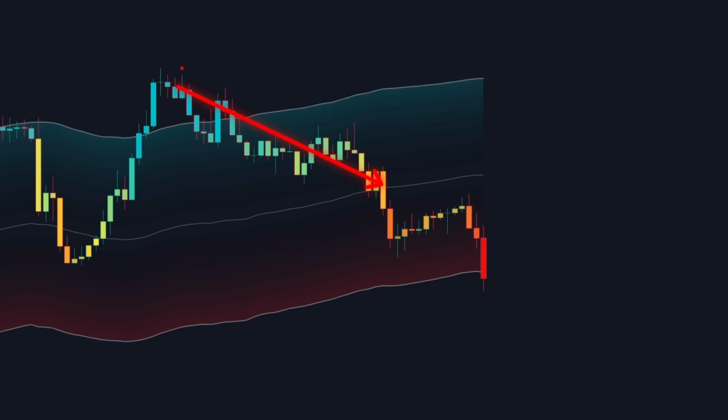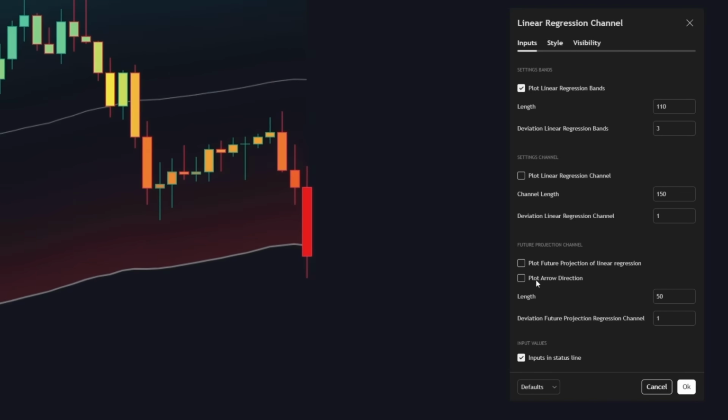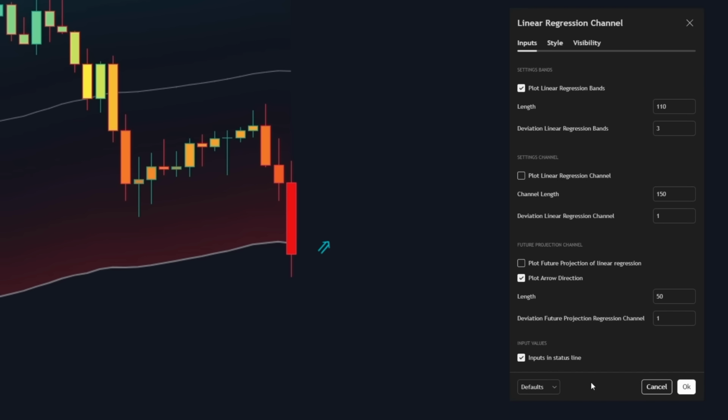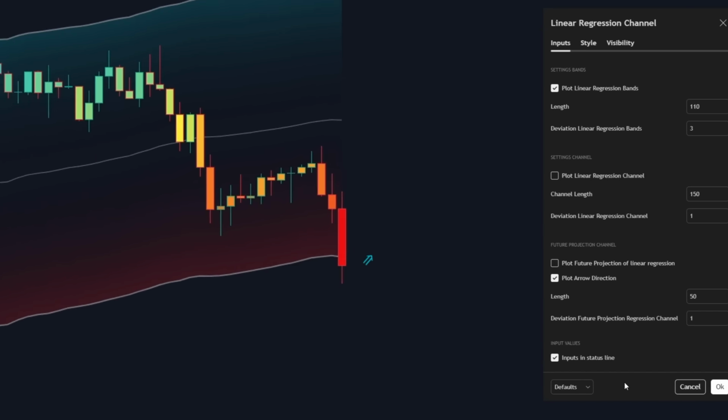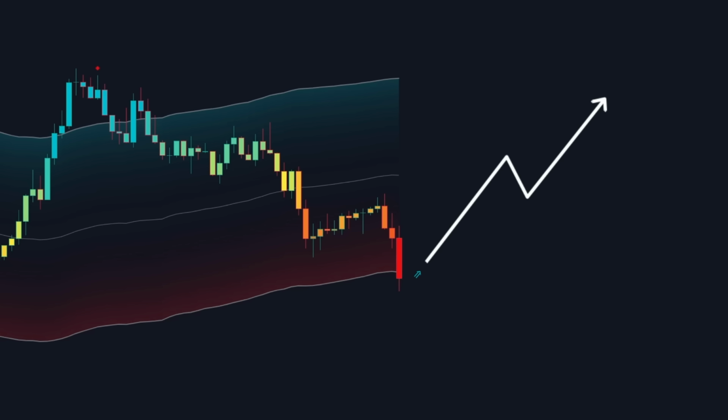There's another feature I really like here. The price bars themselves are color-coded. This gives you an additional quick visual, almost like a heat map, showing whether the price action is bullish, bearish, or neutral based on where it sits within the regression structure. You'll also spot these directional arrows that appear based on a future projection feature, giving you hints about the expected direction of price movement. Let me walk you through the settings so you understand what drives this indicator.